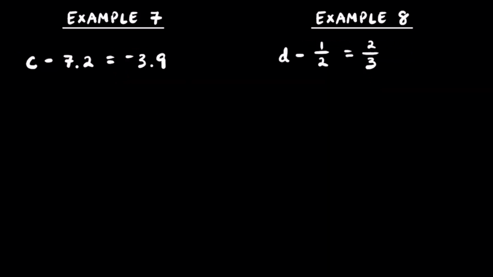For example 7, let's solve the equation. We have c minus 7.2 is equal to negative 3.9. To solve for c, notice how we have this minus 7.2 on the left side, so to get rid of it, we're going to add 7.2 to both sides of the equation. By doing so, we're really just using the addition property of equality.